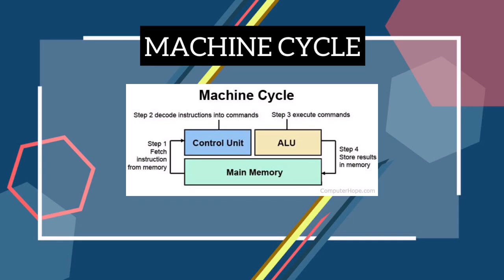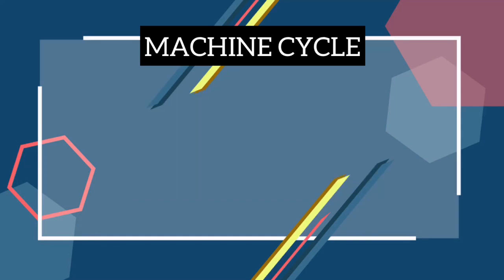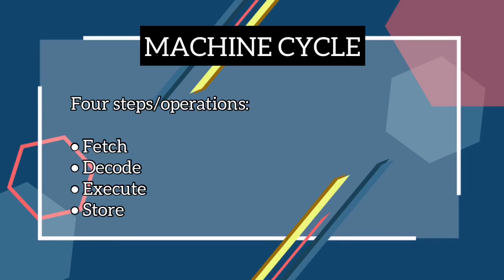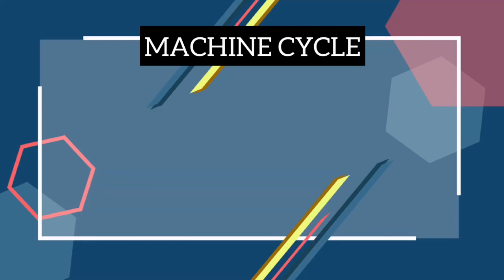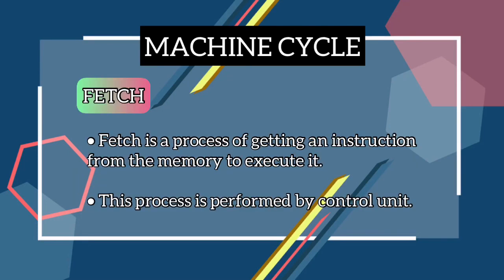As you can see in the picture, the machine cycle is a four-process cycle that includes reading and interpreting the machine language, executing the code, and then storing that code. The machine cycle involves four steps or operations, which are fetch, decode, execute, and store. Fetch is a process of getting an instruction from memory to execute it. This process is performed by control unit.